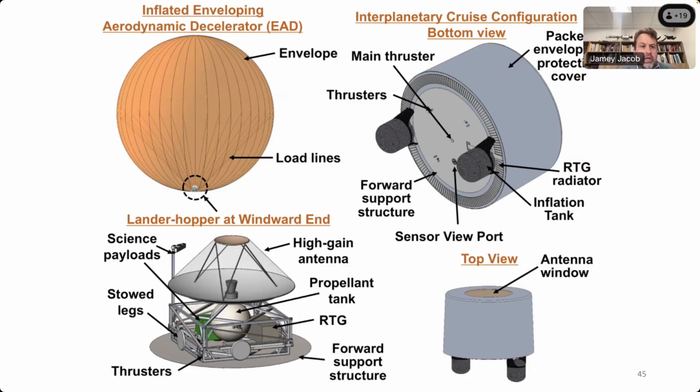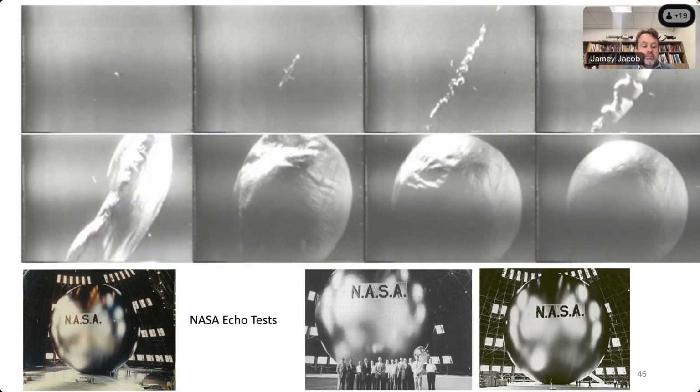So this is called an inflated enveloping aerodynamic decelerator, or EAD. Large envelope. You can see the tiny little lander right here down at the bottom. This is very similar, going all the way back to the first part of the talk, to that NASA Echo balloon, which was developed back in the late 50s to test radar on Earth. You can see the inflation of the balloon here starts off very small, inflates and becomes this fully inflated reflective object in Earth's atmosphere. So it's using a similar concept.